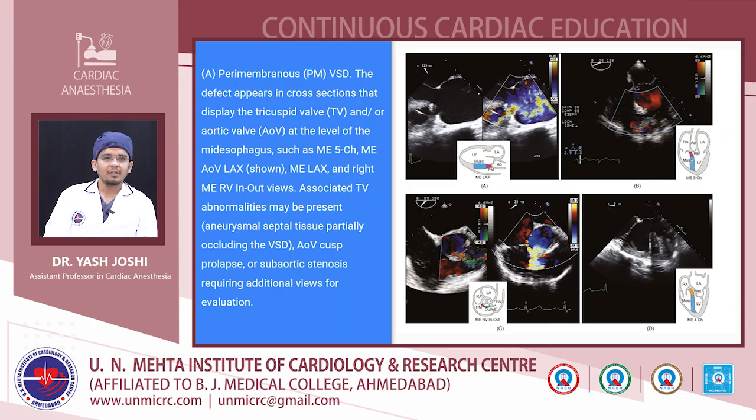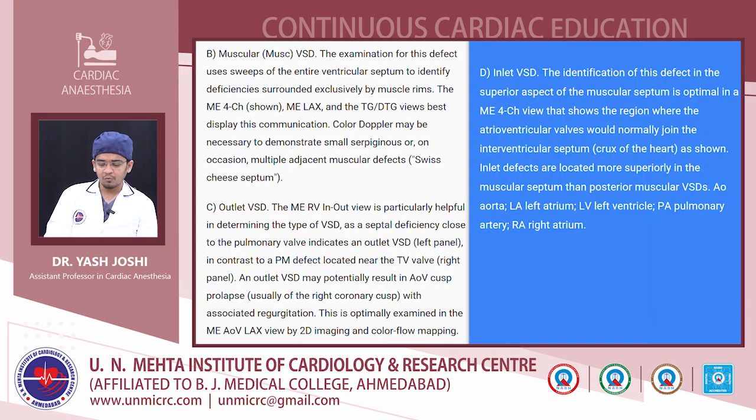So, here the defect appears in the cross-section that displays the tricuspid valve and the aortic valve at the level of the mid-esophagus. This perimembranous VSD we can also see in the mid-esophageal 5-chamber view as well as the mid-esophageal RV inflow-outflow view. As we already discussed, this perimembranous defect is nearby the aortic valve. In the mid-esophageal RV inflow-outflow view, it appears near the 3 o'clock to 6 o'clock position, that is near the pulmonary valve.